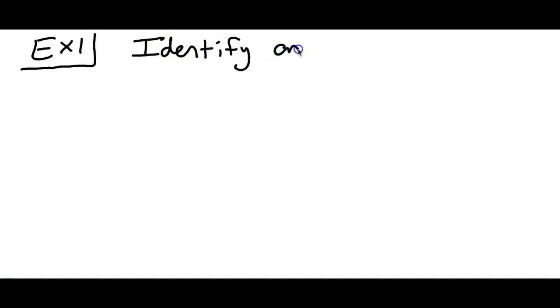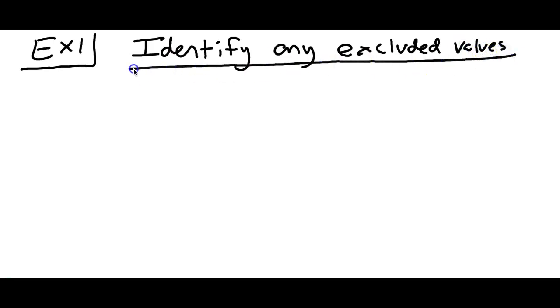All right, so let's hit up an example here. Identify any excluded values. We'll start off with something simple. I'll do 2 examples, one easy, one a little bit harder.